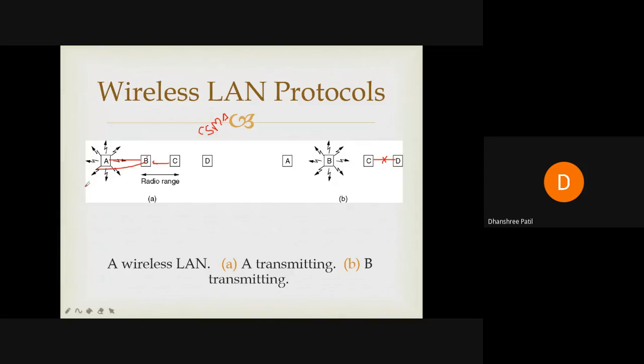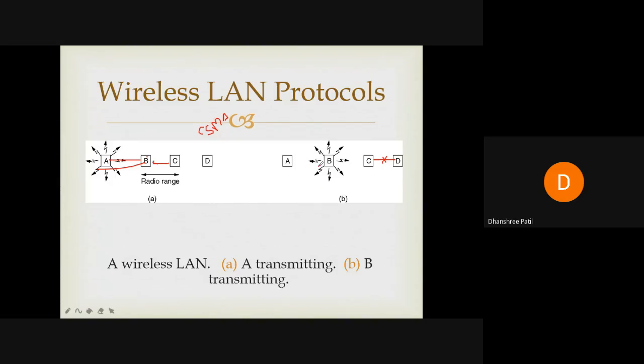Yes, can anybody tell? This is a hidden station problem, right? A is hidden, or it is too far from C. So A is communicating with B, but it is too far from C, so it is hidden from C. So C is not able to detect the transmission between A and B. Simple. That is called a hidden station problem.